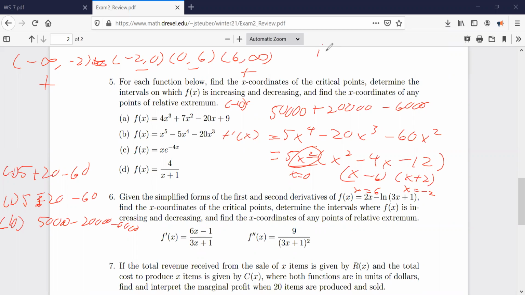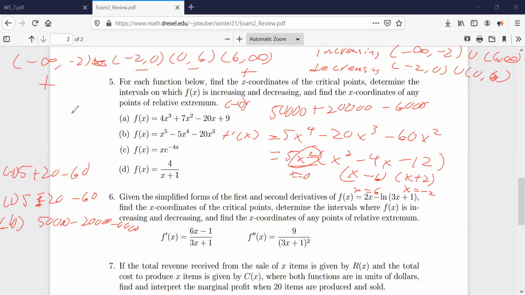So it's increasing from negative infinity to negative 2, union 6 to infinity, and then it's decreasing from negative 2 to 0, union 0 to 6. It's still not increasing at 0, so you can't do this as a single interval. You have to do it as the union of intervals.